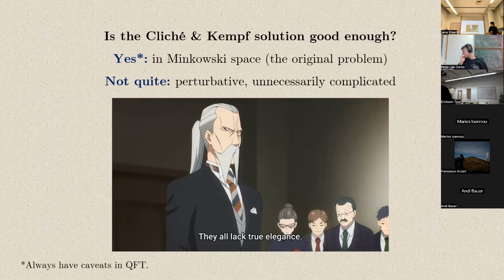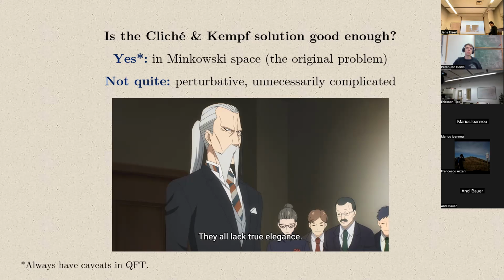Okay, so is the Cliche and Kern solution good enough? Of course, the answer is yes if you are answering the original problem, because Fermi also did this perturbatively. But I would say that it is not quite, because it is perturbative. The asymptotic series doesn't converge, and also it's unnecessarily complicated. The paper is 20-something, 30 pages even in PRD. I claim they all lack true elegance, but if I finish this presentation and mine is also not that elegant, then I'm in trouble. But in any case, I put an asterisk there because it is contingent on all the caveats involving quantum field theory, and this will be the last slide.